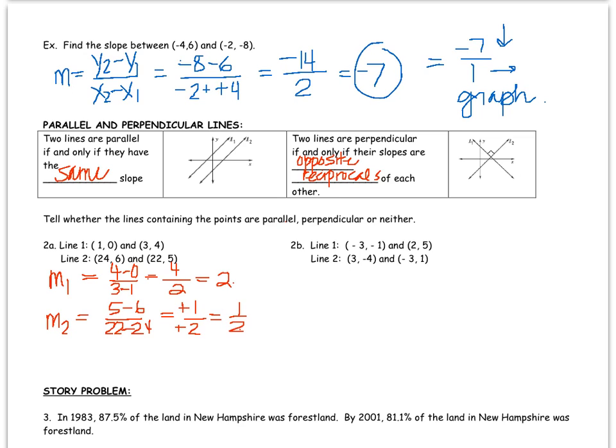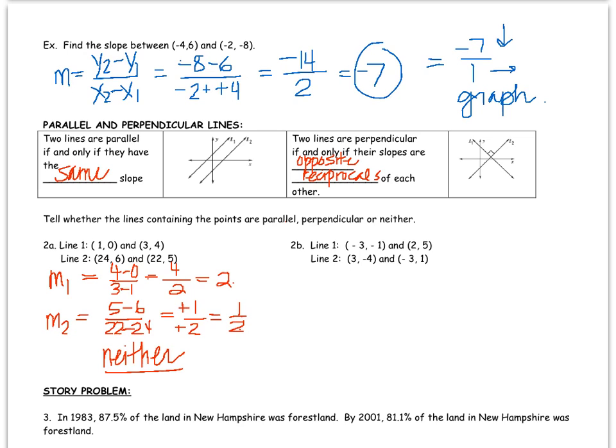Are these two exactly the same slope? The answer is no. Are these opposites and reciprocals? They have to be both. Well, they are reciprocals, but the problem is they're not opposites. They're both positive. So because I can't say yes to either of those, we say neither.